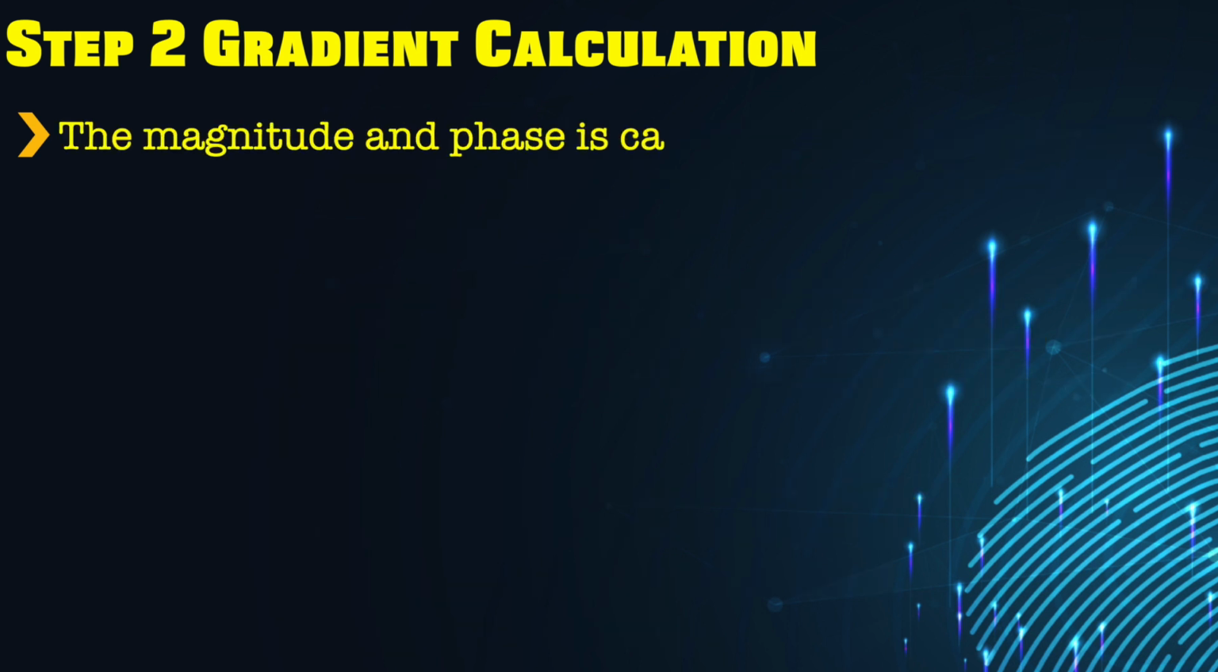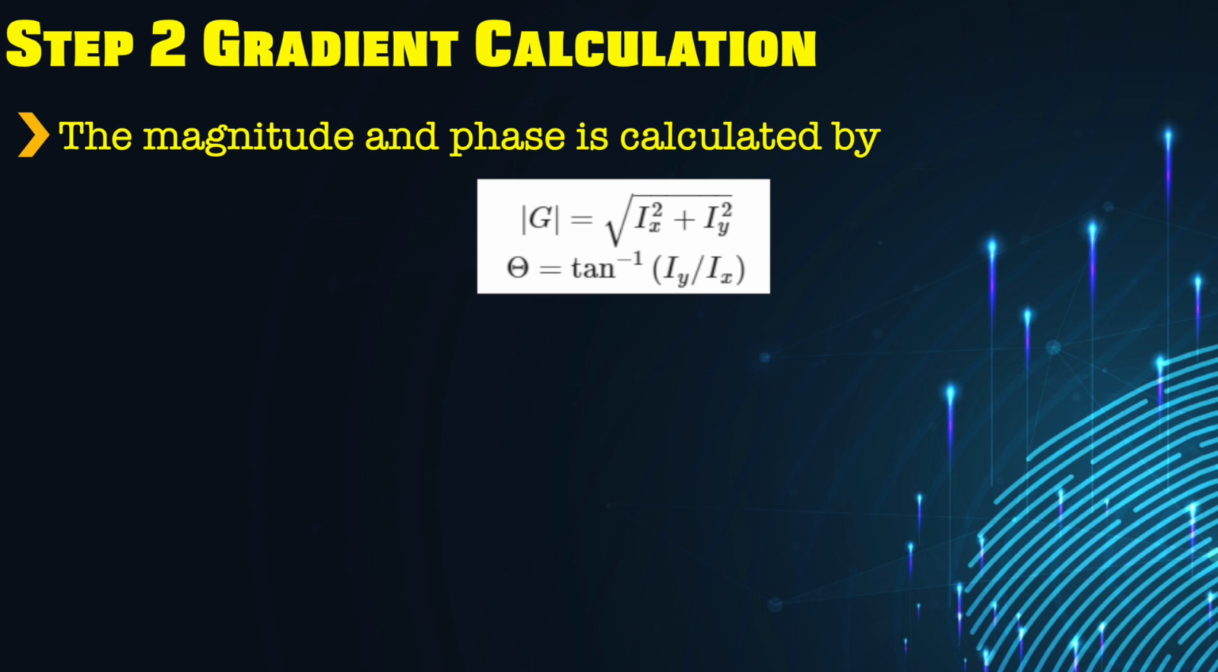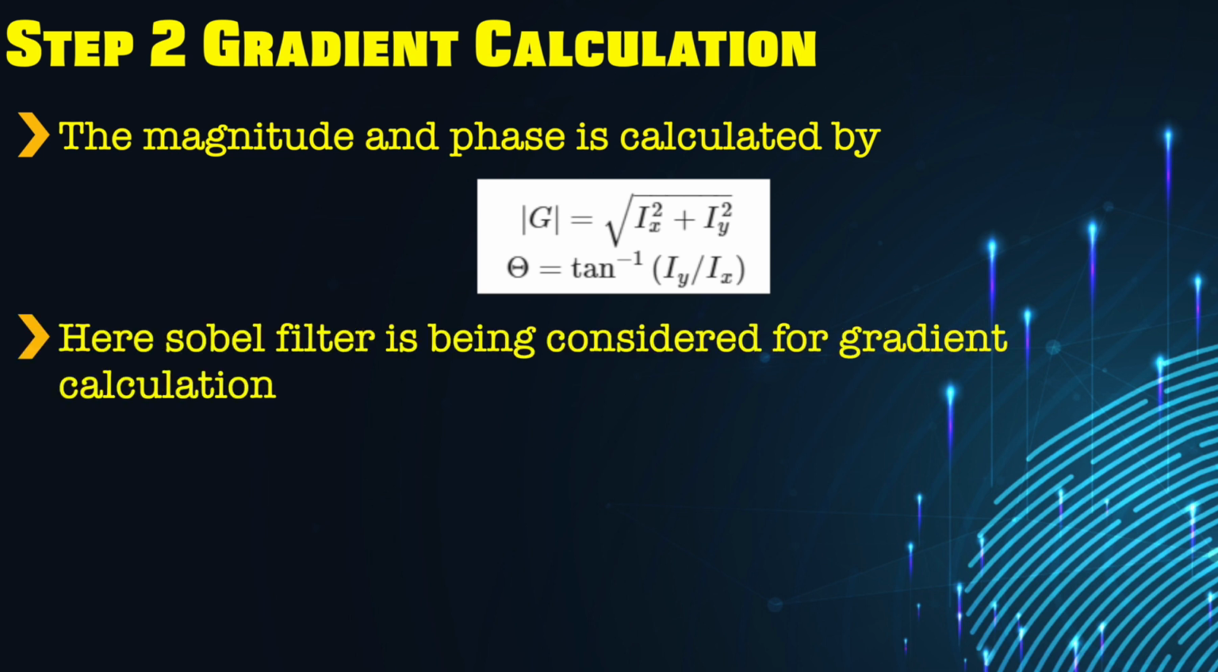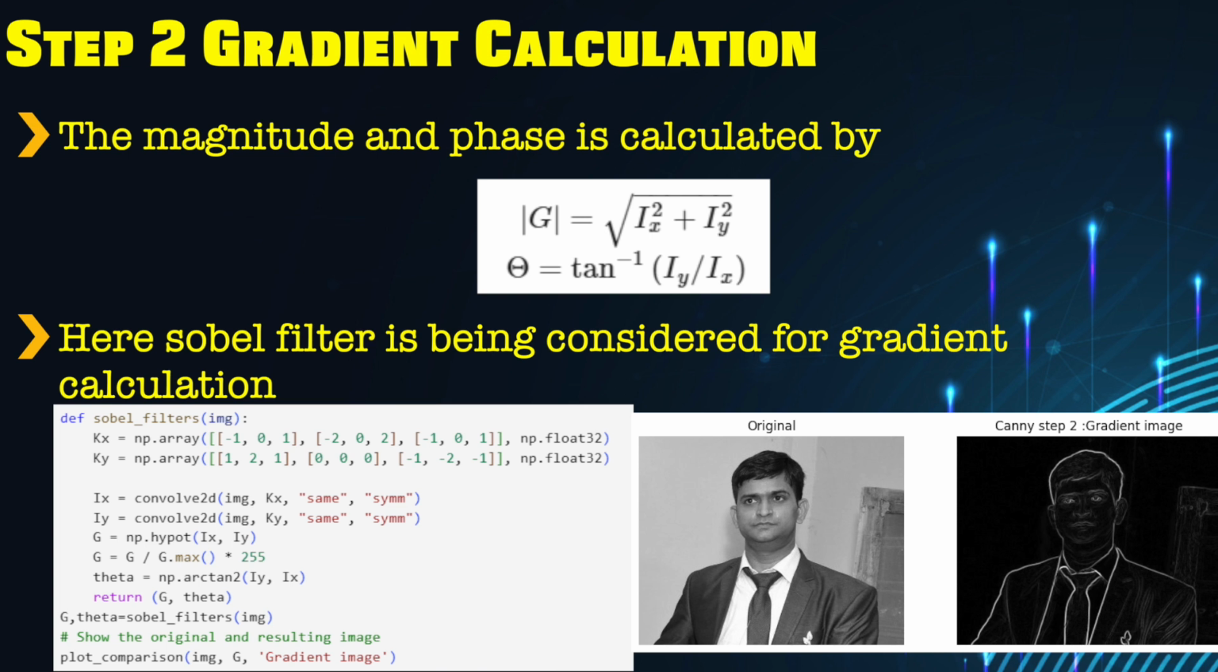But here we will take magnitude and phase, both can be calculated. Magnitude can be calculated by the square root of Ix squared plus Iy squared, and phase can be calculated using tan inverse of Iy upon Ix. And this Sobel operator can be applied to the image. The Sobel operator values, you already know, are -1, 0, 1, -2, 0, 2, then -1, 0, 1 again for the x direction.